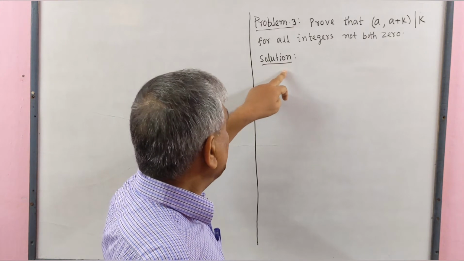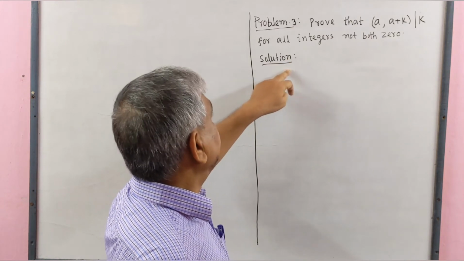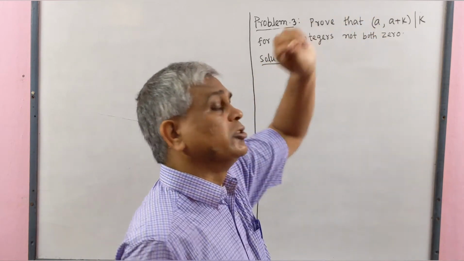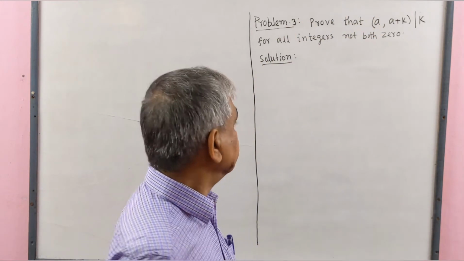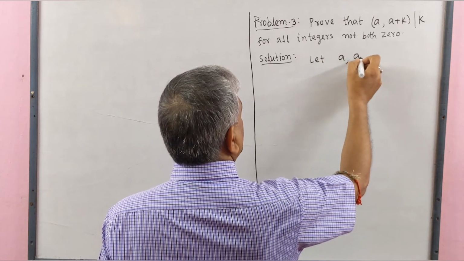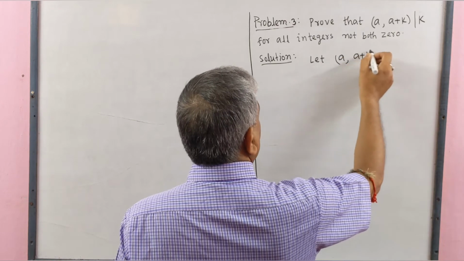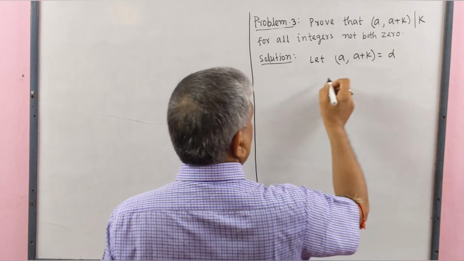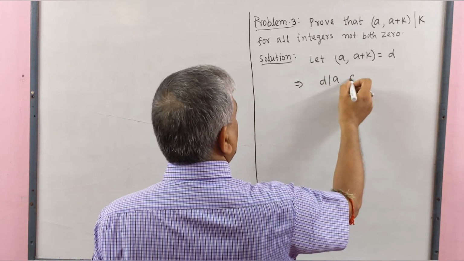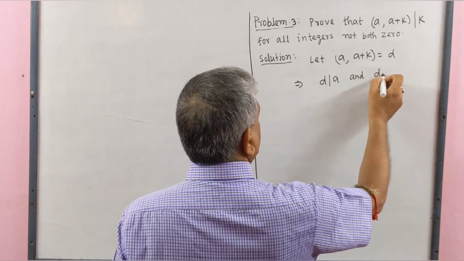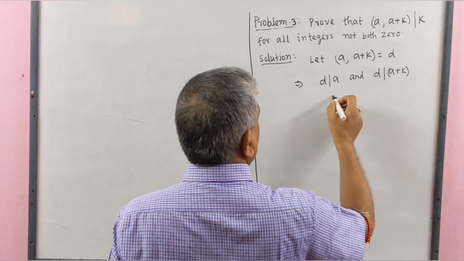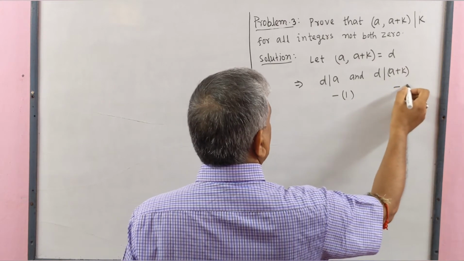Now we prove for all integers not both 0 case. Let GCD of A and A plus K equal to D, implies that D divides A and D divides A plus K. This is number 1 and this is number 2.